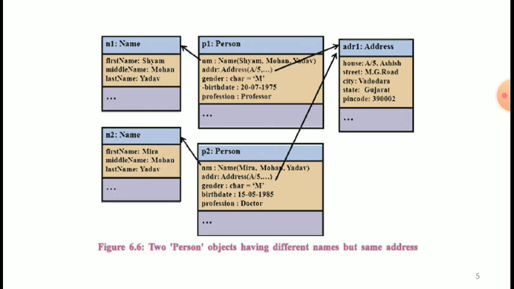And P2 is a person. So name is Meera Mohan Yadav. Address is the same, A5. Gender is male. Birth date is 15/5/1985. Profession is doctor. So that is two person objects having different names but the same address. So address is the same: A5 Assist Society, Street MG Road, City Vadodara, State Gujarat, and pin code 390002.